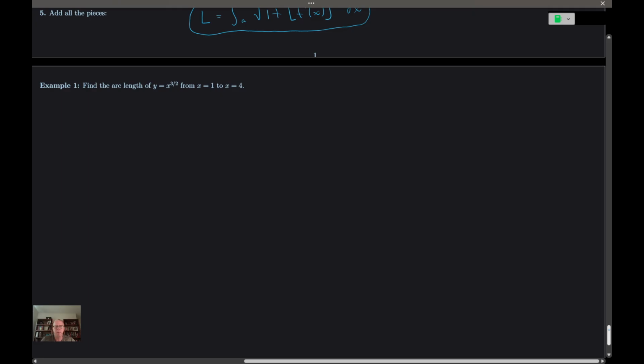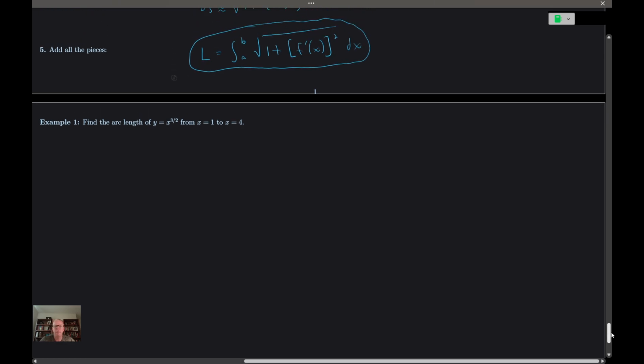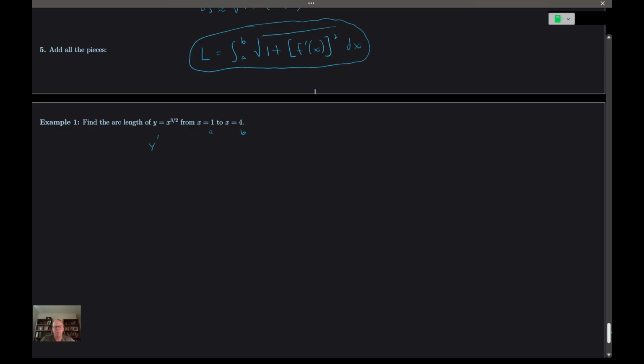So we have y equals x to the 3/2, and we want to find the arc length from 1 to 4. And so we're just going to use this formula. I'll scroll back up so we can see it. So of course 1 is a and 4 is b, and so we need to find f prime, or y prime. So that will be 3/2 square root x. And so then let's just plug this in. So we get the integral from 1 to 4, square root of 1 plus (3/2 square root x) squared dx.